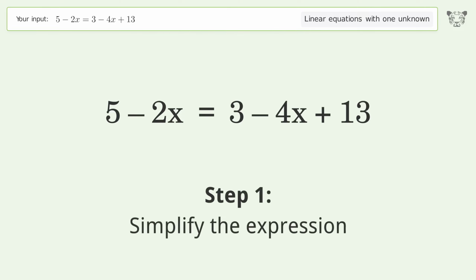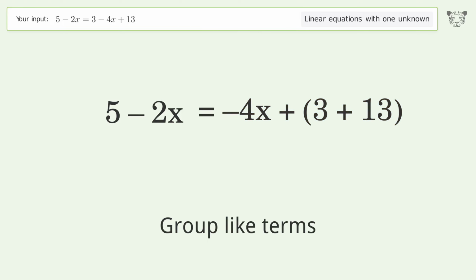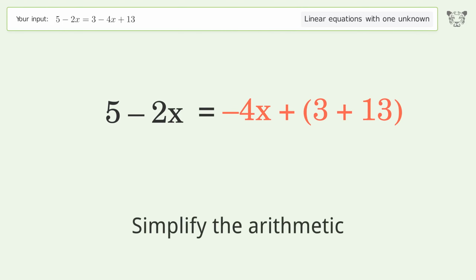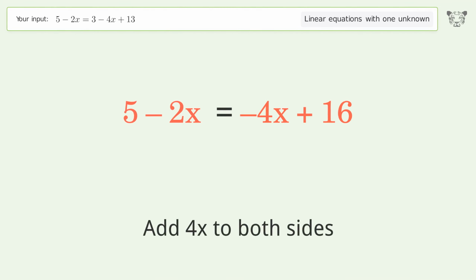Simplify the expression. Group like terms. Simplify the arithmetic. Group all x terms on the left side of the equation. Add 4x to both sides.